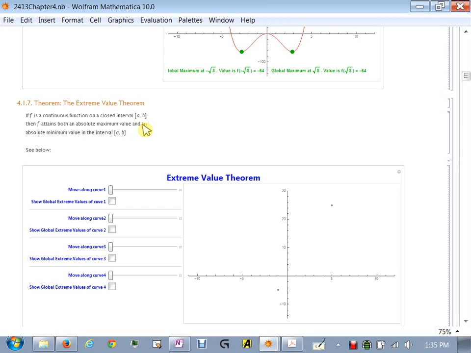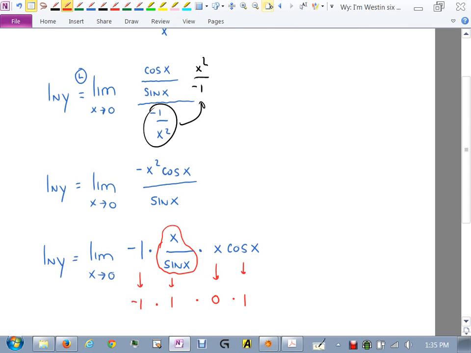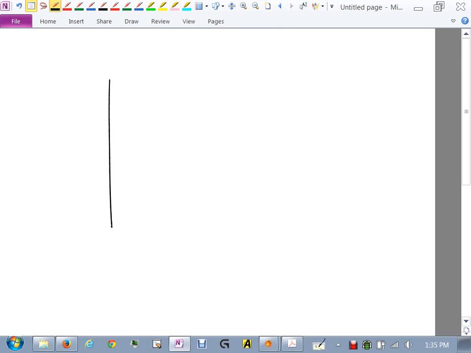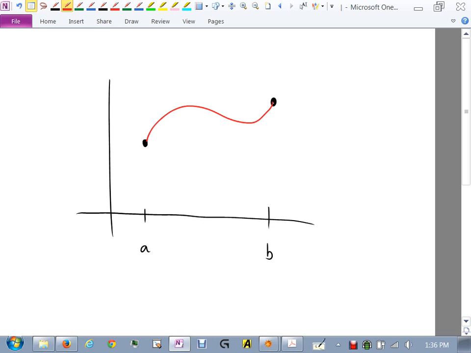Let's say that I have a function. It's on a closed interval [a, b]. That means that at a it's defined and at b it's defined. And I have to connect these together with a continuous line or curve without picking up my pencil. That's the situation. What does this theorem say?